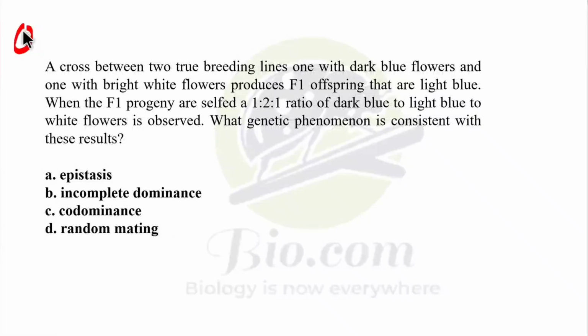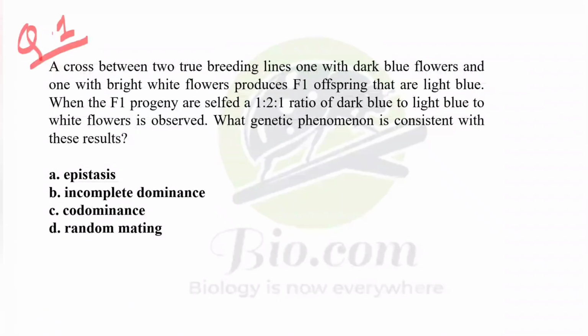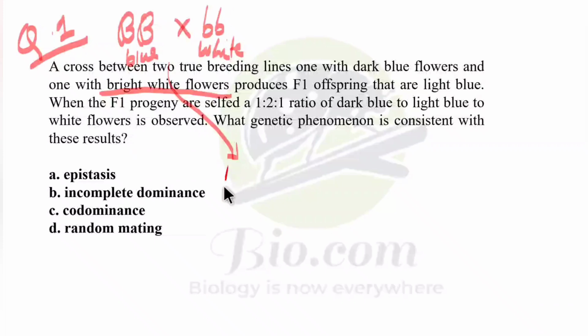So this is question number 1. Question number 1 says that a cross between two true breeding lines, one with dark blue flowers, let's represent the dark blue flowers with capital B, this is for blue flowers, and one with bright white flowers, let's represent it with small b for white flowers, produces F1 offspring that are light blue. It means F1 generation offspring are light blue, that is capital B and small b.